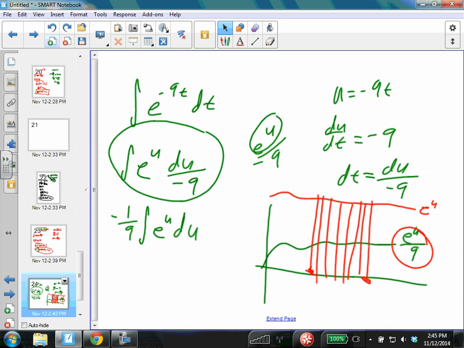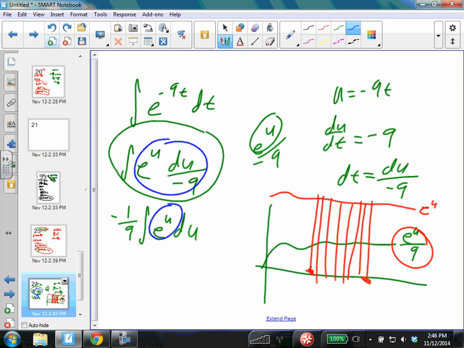Divide it by 9. Because if you think about it as a rectangle, and this rectangle is 9 times taller than the other one, what's going to happen to the area when you multiply length times width? The area is going to end up being 9 times larger, right? So since this one's 9 times taller, the area is going to be 9 times larger. So this e to the u right here is now 9 times taller than e to the u over 9.